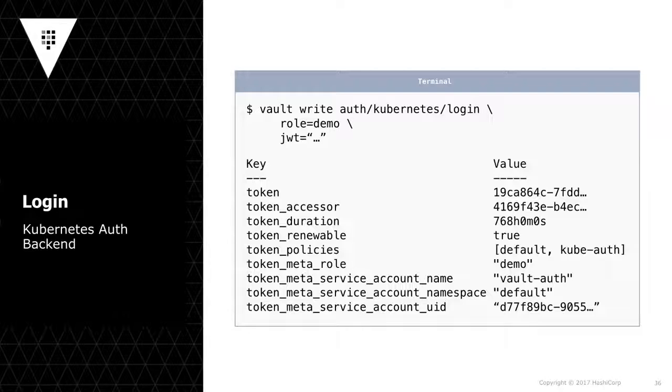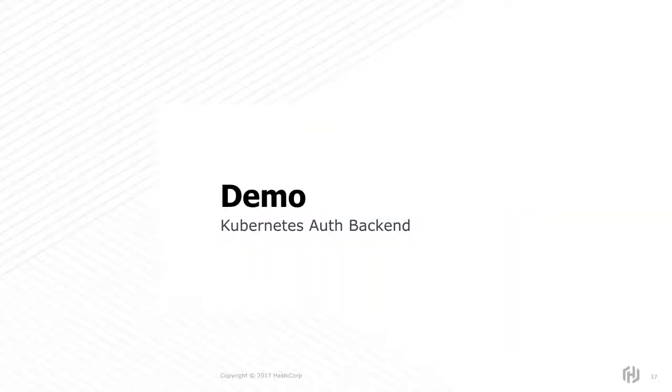And so now that we've configured the backend and we've created a role, we can use it to log into Vault. So to log in, you'd hit the auth Kubernetes login. You pass it the role name we defined, which was demo, and then you pass it the job. And if all this succeeds, you'll see an output similar to this with your Vault token and a bunch of metadata around the token.